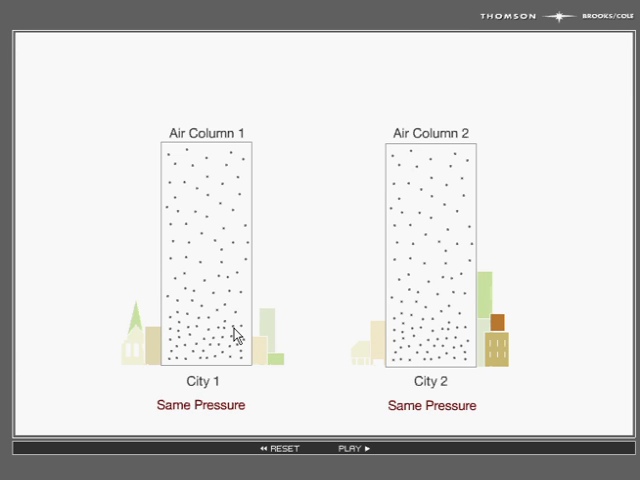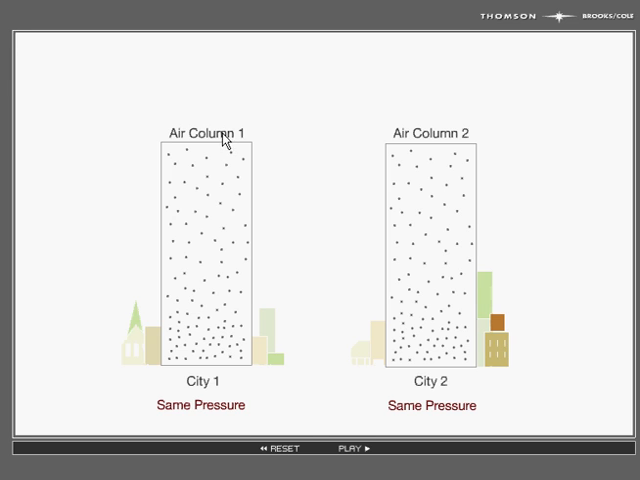Here's a nice animation environment provided by our textbook publisher, and it shows thermal circulation. Right now we have two identical cities that have the same surface pressure and the same thickness of air above them. Let's say that the surface pressure is 1,000 millibars for each one, and the top of this column here is 900 millibars.